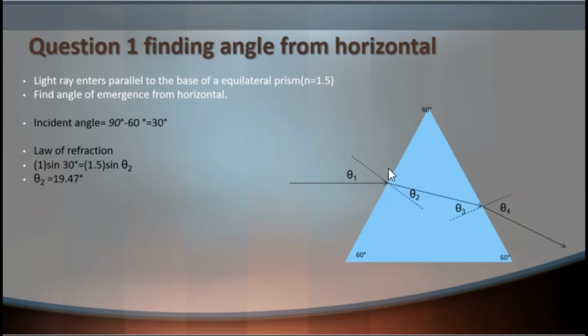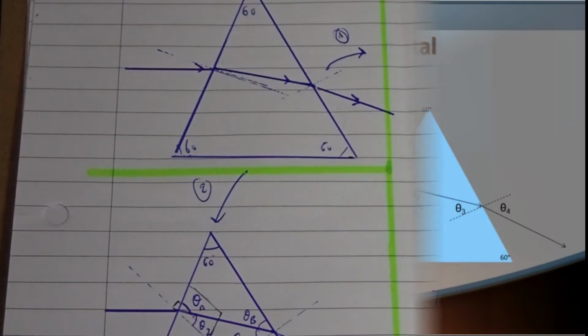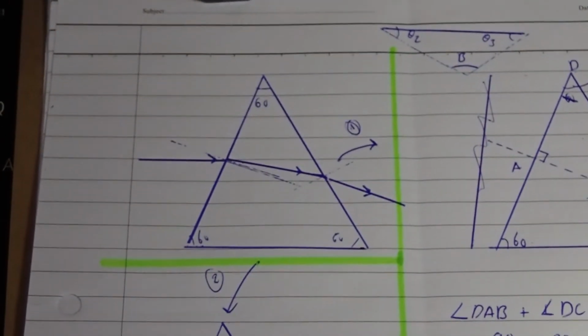Another way is we can use another triangle up here, so we need to find this angle. Since we are given 60 degree here, we can take 180 degree minus 60 and minus this angle. By then we can know this angle. Since this is 90 degree to the surface, therefore 90 degree minus this angle, we can get theta 3.